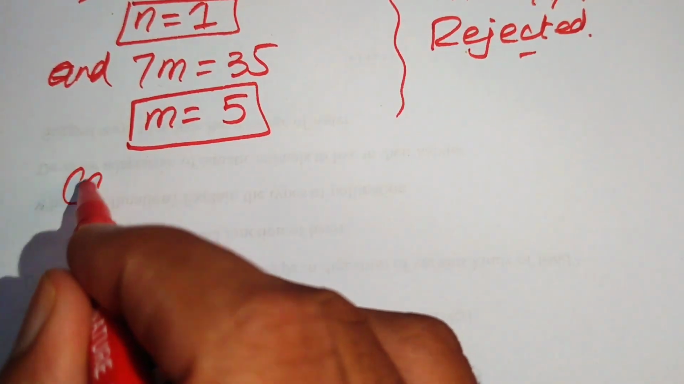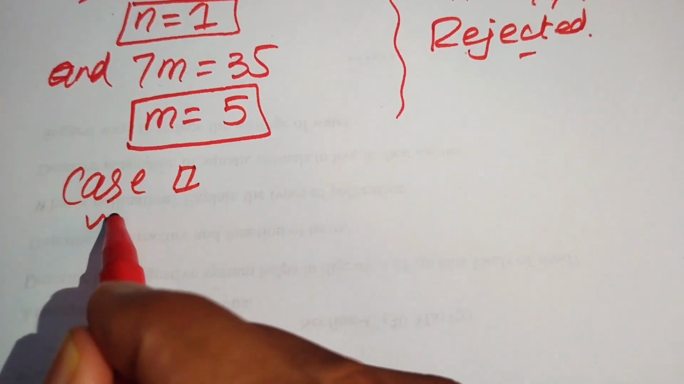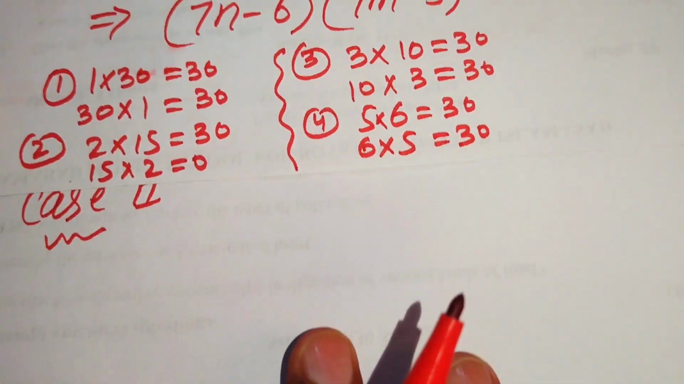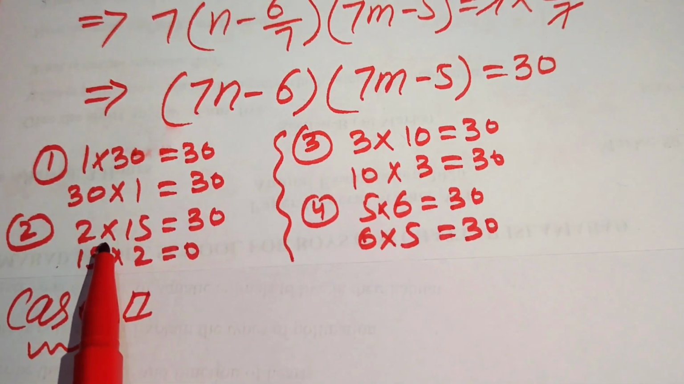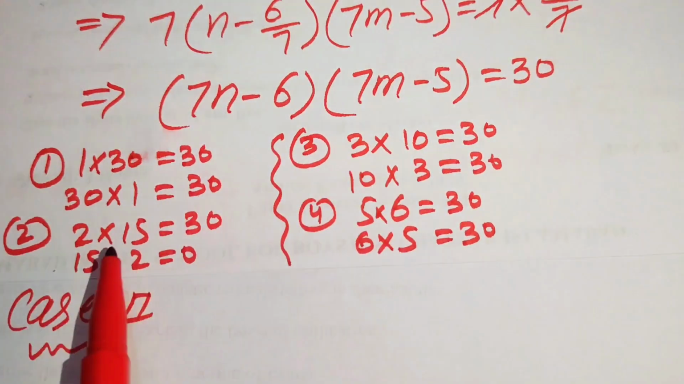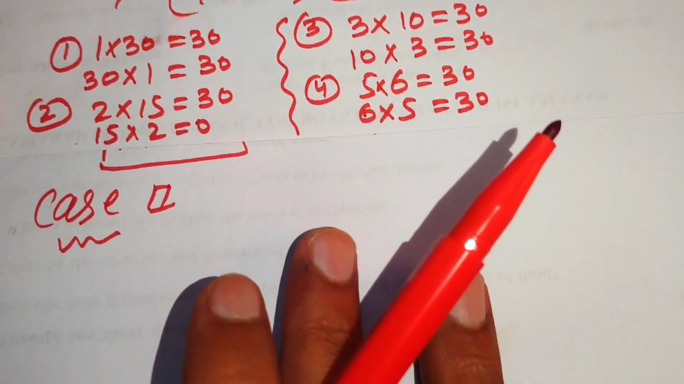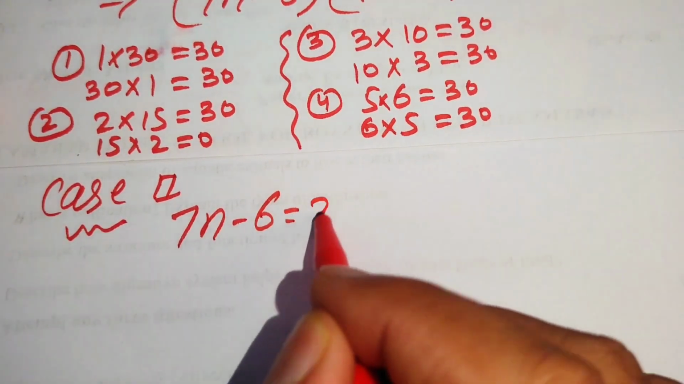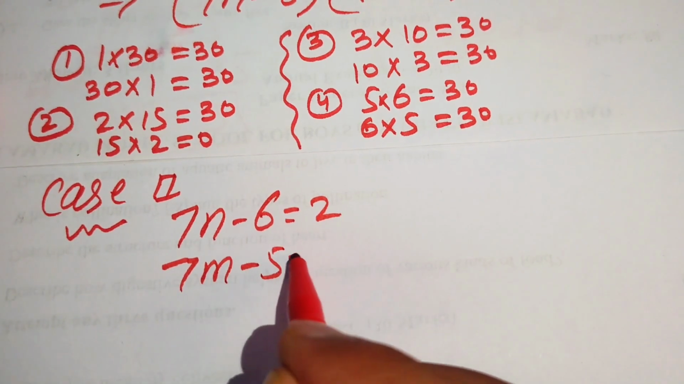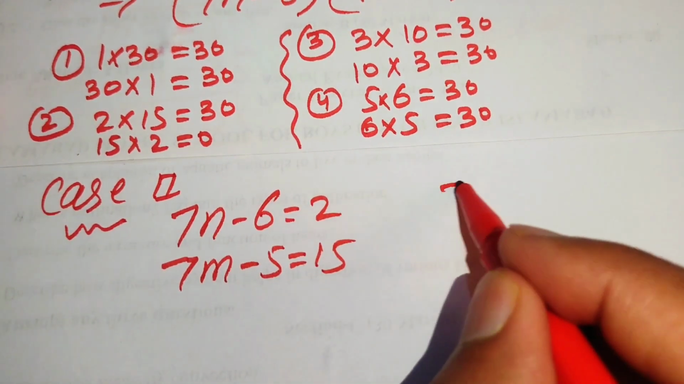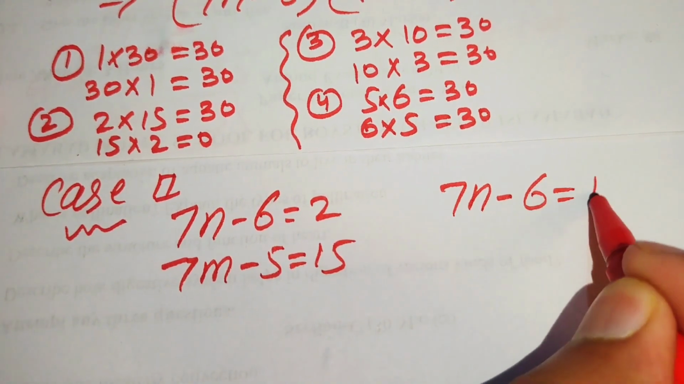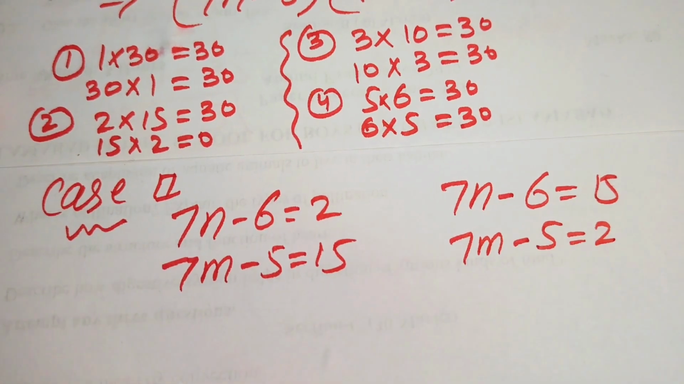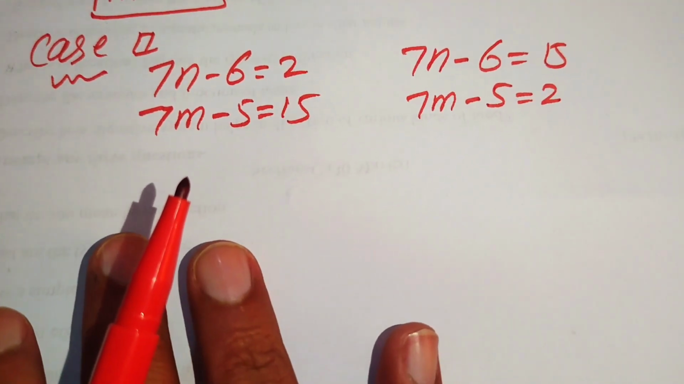Similarly we move towards our case number 2, in which we have 2 times 15 is 30. So we compare these two numbers with 2 and 15, and it will be written as 7n minus 6 equals 2 and 7m minus 5 equals 15. Similarly, we take 7n minus 6 equals 15 and 7m minus 5 equals 2. This is our case number 2, and now we solve this case and we get the values of m and n.